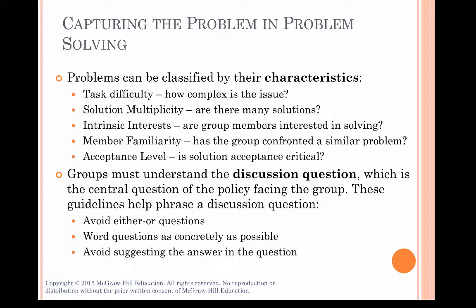Member familiarity. How much do the members know about this or similar topics? Can some members provide background information or personal experiences that can add to the discussion? Or is everybody working from square one?